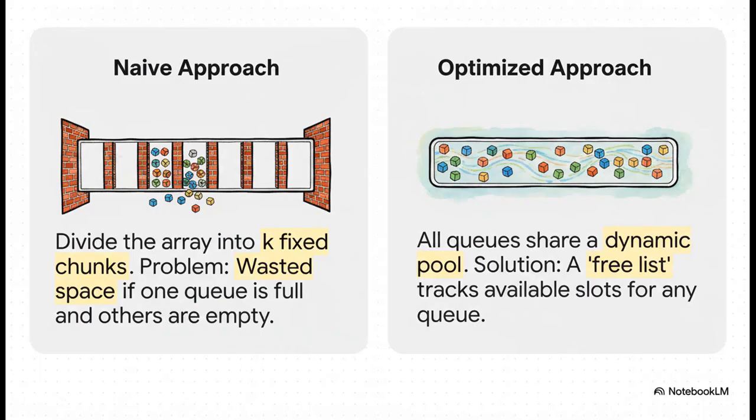Well, the simple approach would be to just chop up the array into k smaller, equal-sized chunks. But that's incredibly wasteful. You could easily have one queue that's totally full and overflowing, while another one is sitting right next to it, completely empty. The much smarter, optimized solution is to let all k queues share the entire array as one big dynamic pool of memory. And the key to making this work is something called a free list, which is basically its own little queue of all the empty slots available in the array.